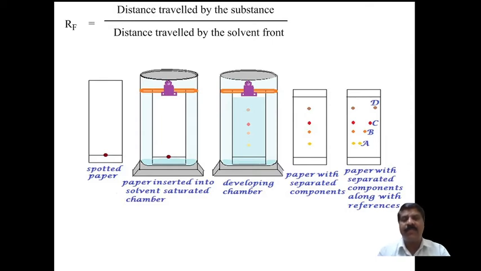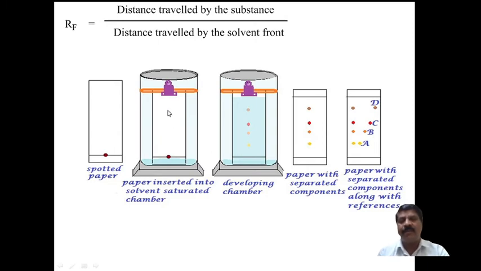Now here I will show a diagram. The first one is ascending paper chromatography. Here the paper is just a rectangular paper, and we have to make a mark and put the sample, the solution of a mixture, from which the constituent compounds can be separated. You have to spot it on the paper.